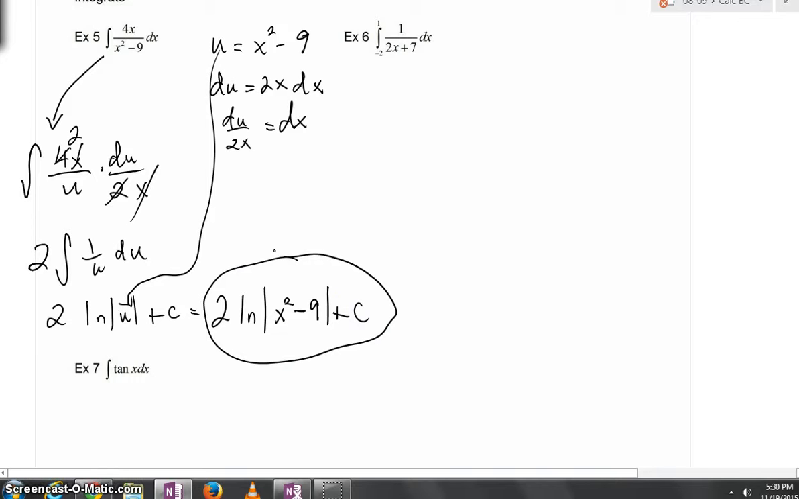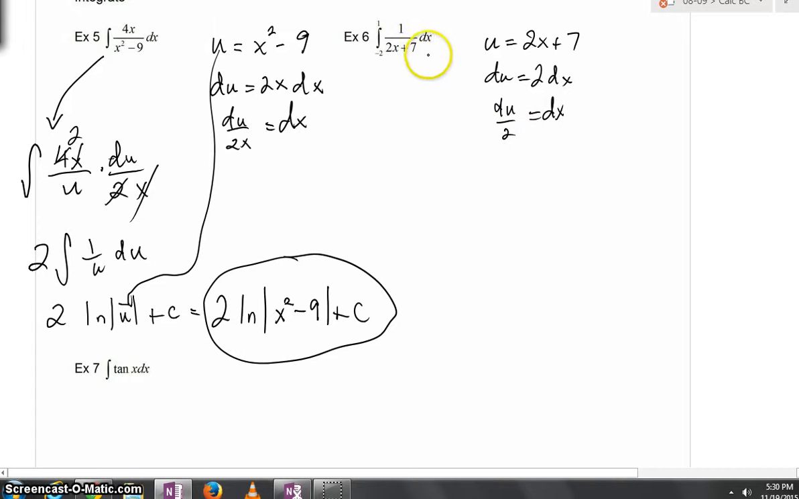So this is how we can do an integral involving a natural log. Notice that there were no bounds. This was an indefinite integral. Jumping to number 6, we see that we have a lower bound of -2 and an upper bound of 1. Again, you might want to let u equal, in this case, 2x plus 7. And if we take a derivative, we'd get du is equal to 2 dx, and we can solve for dx and get du all over 2.